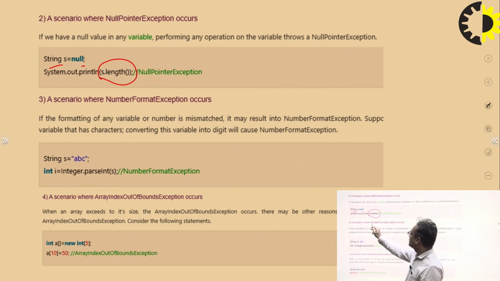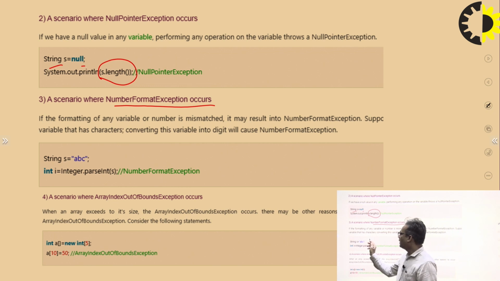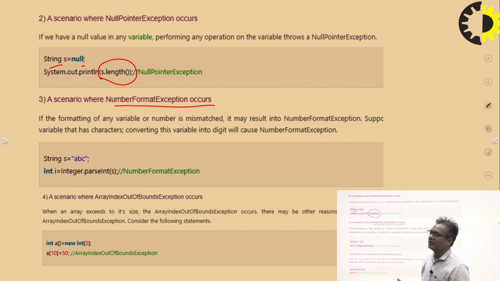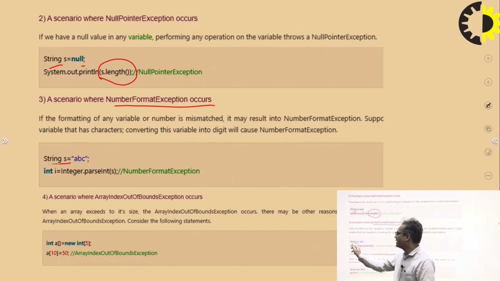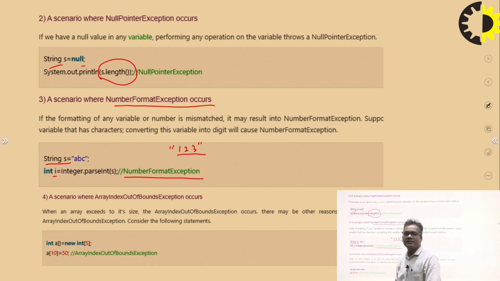Next scenario is number format exception. That means if you are trying to parse one data type into another data type, it will give you this kind of error, number format error. For example, if you have a string s that is ABC, and you are trying to parse it into an integer value, it will give you a number format exception. As I gave the example earlier, if it contains 1, 2, 3, it will easily convert into an integer, but here, because it has alphabets, it will not be converted into integer format.